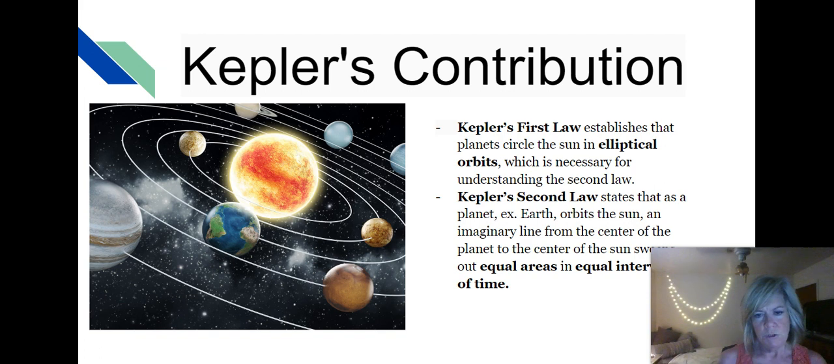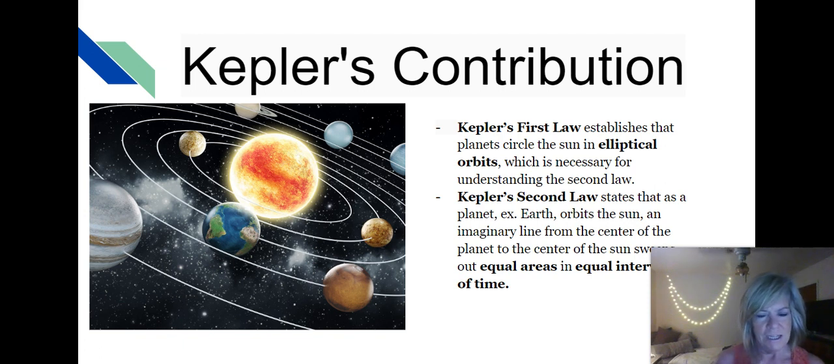So Kepler's contribution: he has three laws actually, but the funny thing about the first and second is that, even though they're labeled that way, they weren't discovered in that order. His formulation of his second law is actually what led him to then be able to form his first law, which is what we just talked about, the elliptical orbits.